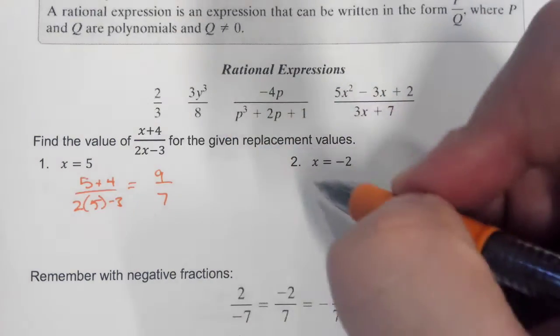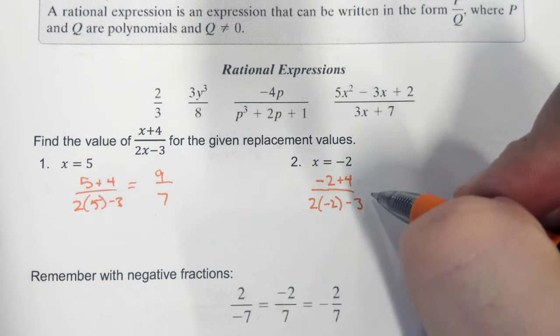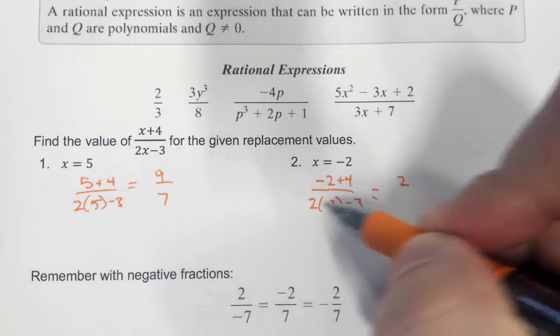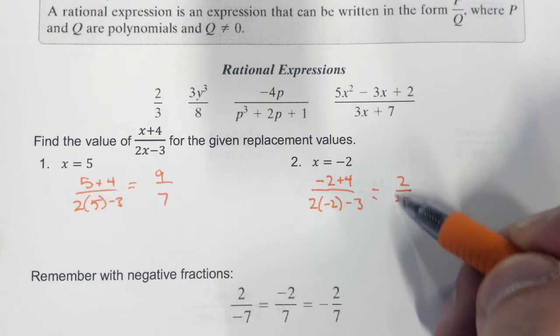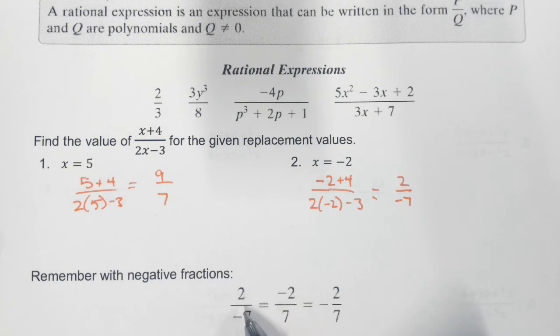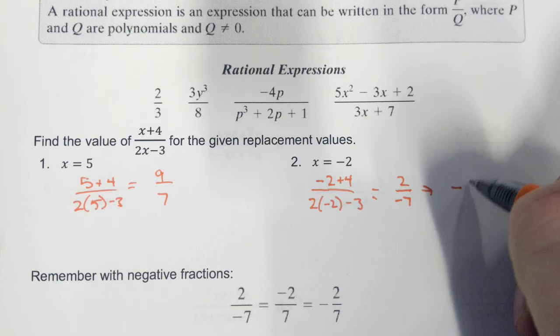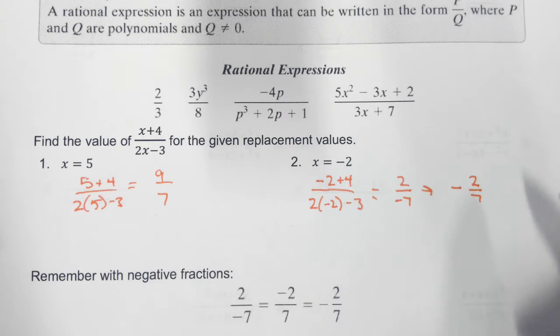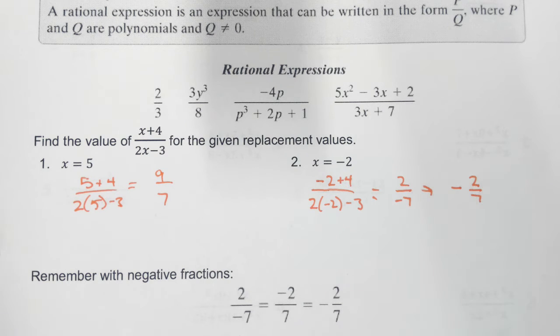If you were to plug in -2, you would have -2 plus 4 over 2 times -2 minus 3. Again, simplify. That's 2 on top. 2 times -2 is -4 minus 3, -7. Now, I don't really like the negative in the denominator of the fraction. In fact, mathematicians say, remember with negative fractions, you're supposed to float the negative to the numerator, or float it out front. I typically will float it out front, -2/7. So if you ever have a negative in the denominator of a fraction for your final answer, just float it either out front or in the numerator.